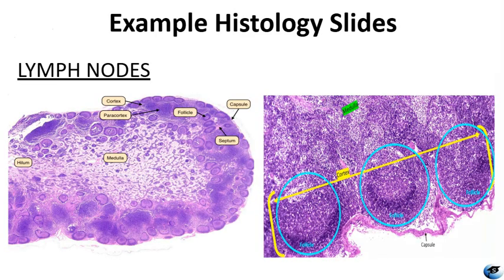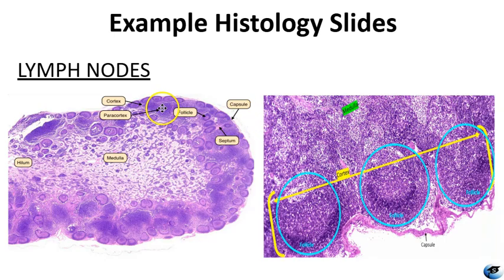So the lymph nodes are encapsulated and they show clear structural organization. The cortex contains lymphoid follicles, predominantly B cell areas, often with prominent germinal centers where activated B cells proliferate. Surrounding the follicles is the paracortex.